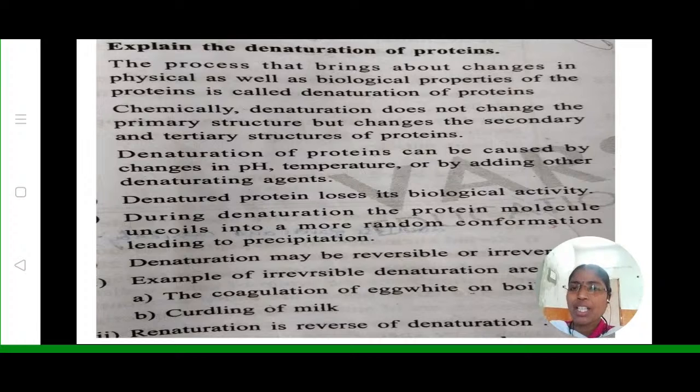Denaturation of proteins can be caused by changes in pH, temperature, and by adding any other denaturing agents. A denatured protein loses its biological activity. Next, during denaturation, the protein molecule uncoils into a more random conformation leading to precipitation. Denaturation may be reversible or irreversible. Examples of irreversible denaturation: the coagulation of egg white on boiling and curdling of milk.